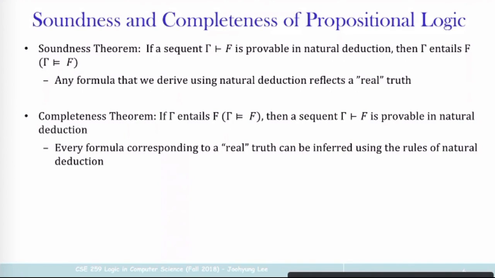Okay? So here I denote some informal description about this theorem. Soundness means that any formula that you derive from natural deduction is actually meaningful. It is actually sound. It actually conveys the real truth. Completeness theorem is the opposite. Anything that makes sense as a truth can be derived from the calculus of natural deduction.